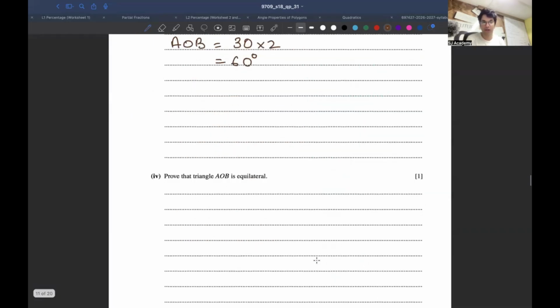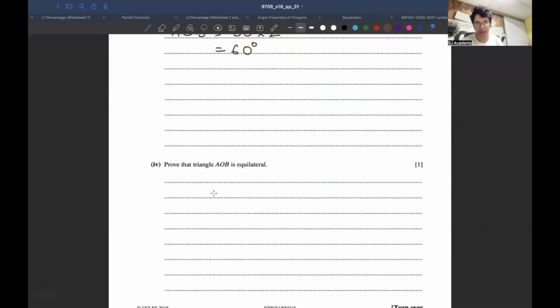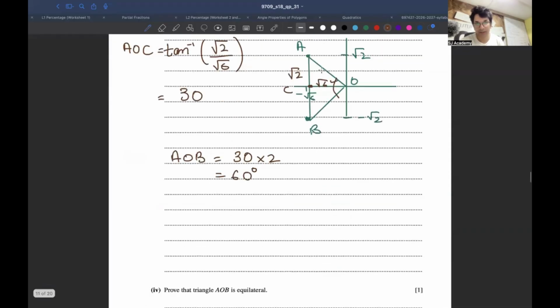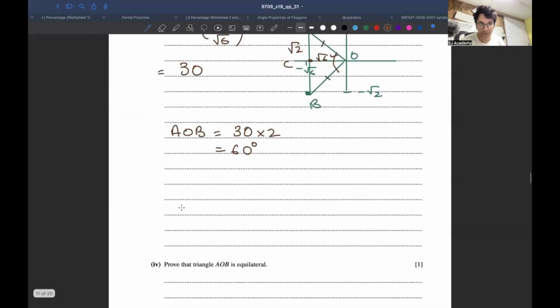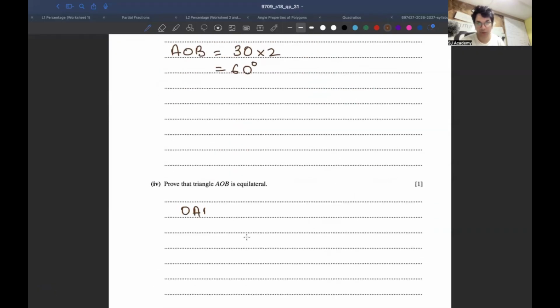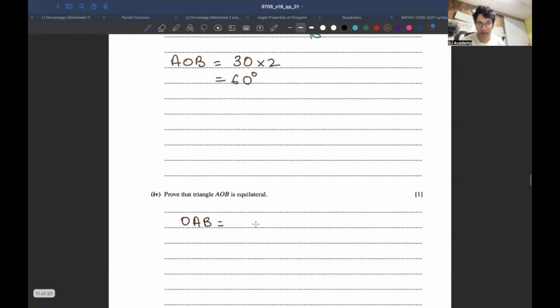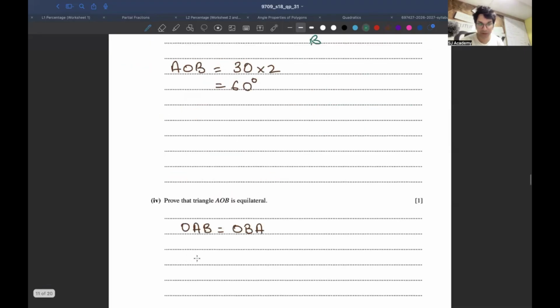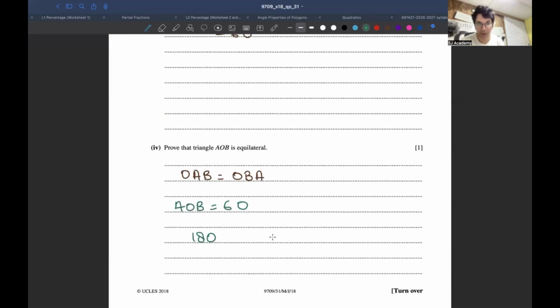In part D, it says prove that AOB is equilateral. Now, as we already know that these two lengths will be exactly the same, so we know that angle OAB is equal to OBA. And as one of these angles AOB is already 60, so let's say this is 60, we can just say 180 minus 60 is equal to 120. And as the remaining angles are equal, when we divide by 2, each of these angles will come out as 60. So that will be enough of an explanation to get the 1 mark.